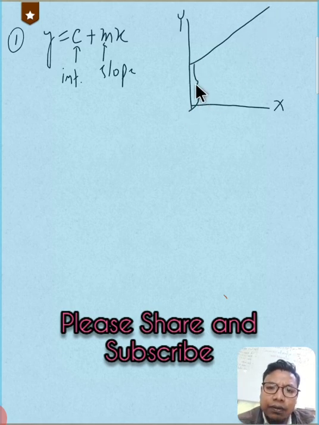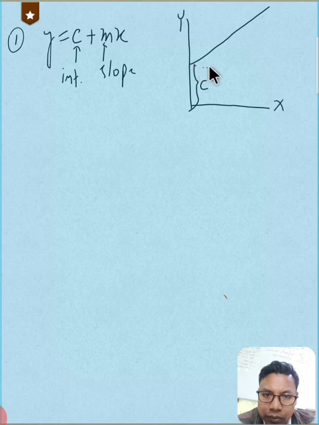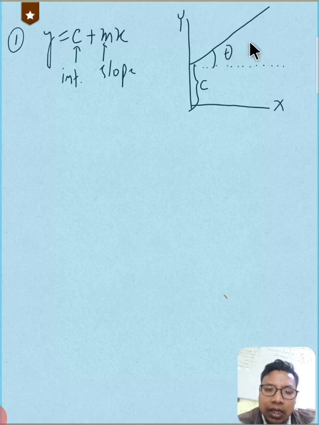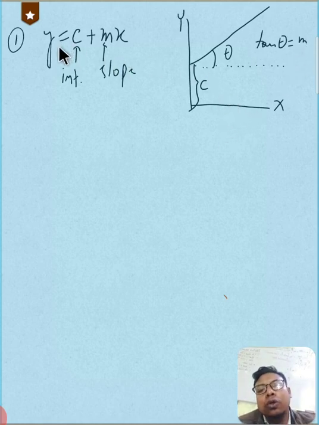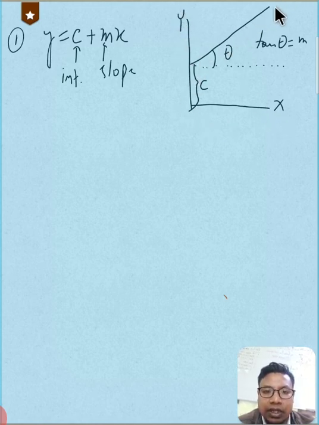This height will give the value of c, which is the y-intercept, and this graph will make an angle with the x-axis, for example theta, and tan theta will give our value of m, which is the slope, right? So if we have any equation of this type, then the graph of y versus x will look like this straight line.